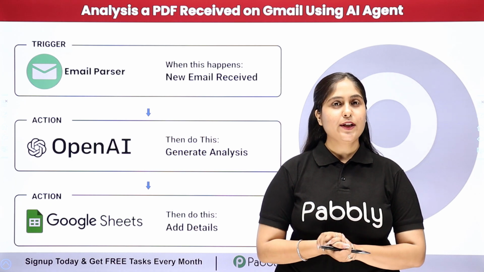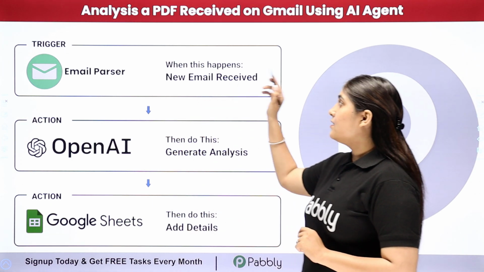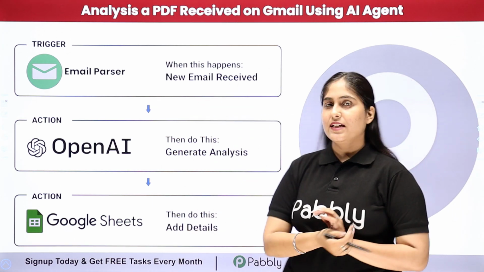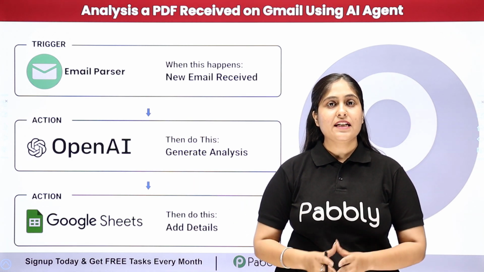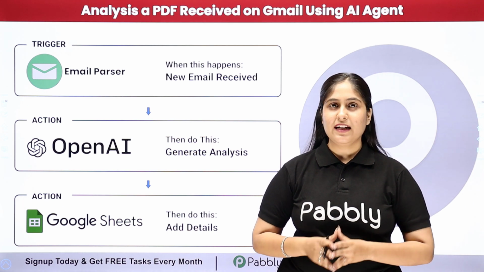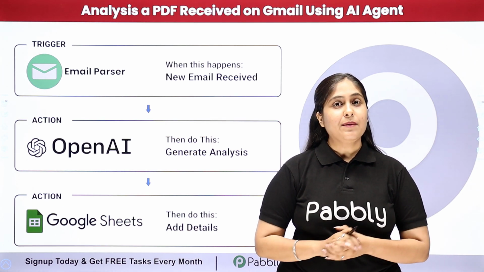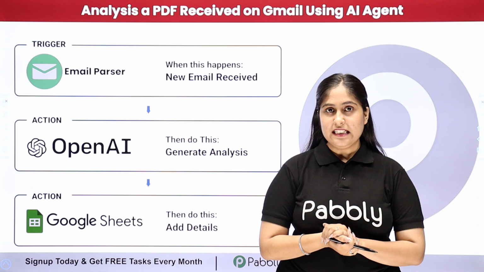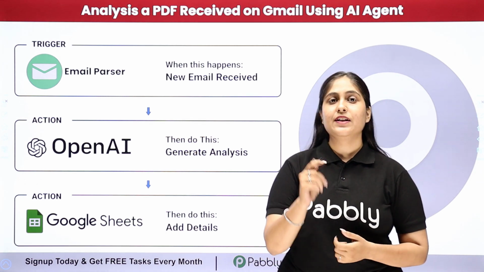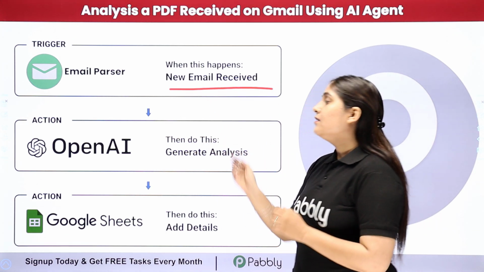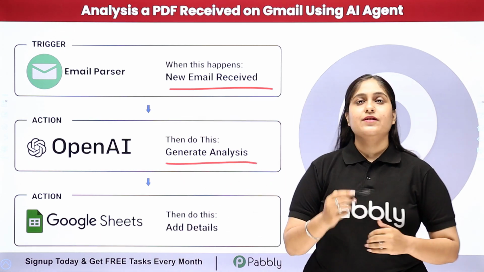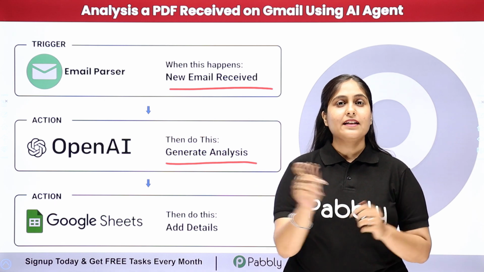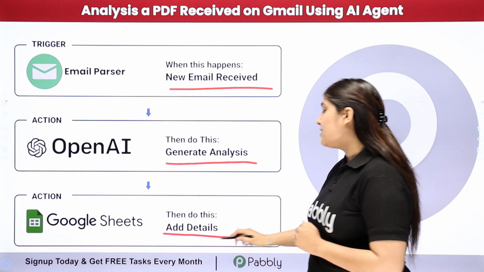In this video, we are going to understand how to analyze a PDF received on Gmail using AI agent. As the agreement manager, I receive a lot of PDFs of my agreements on my Gmail account. Here I am using email parser to extract all the email details, and my objective is that whenever I receive a new email, OpenAI should automatically analyze the PDF received, and after generating the analysis, it should automatically be added in my Google Sheets as a new row.